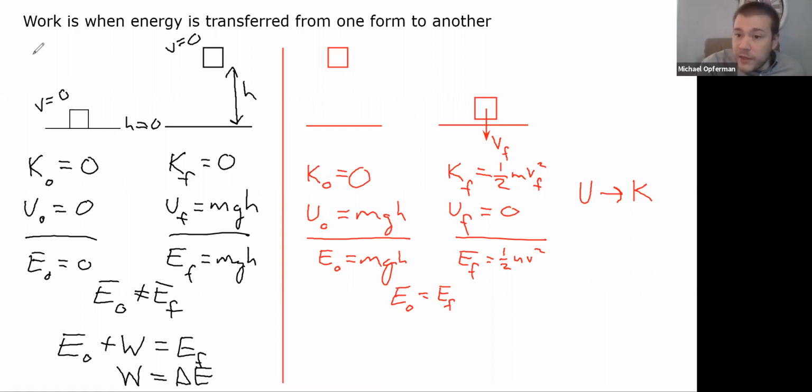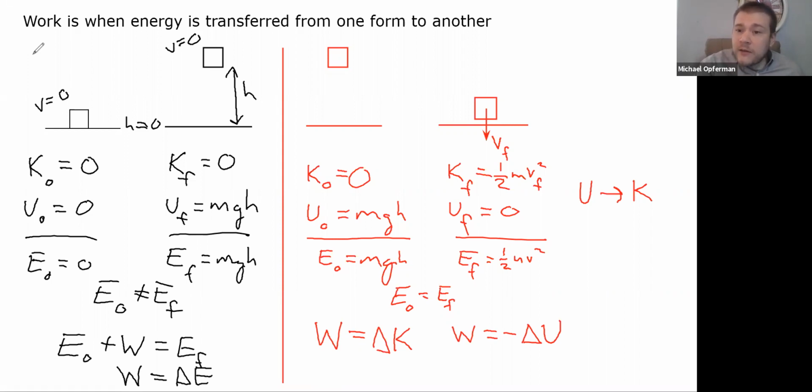So how would you calculate this transfer? Well, you could calculate it either as the change in the system's kinetic energy, because the kinetic energy went up by this amount, but also you could calculate it as the negative change in the potential energy, because the potential energy went down by exactly the same amount as the kinetic energy went up.